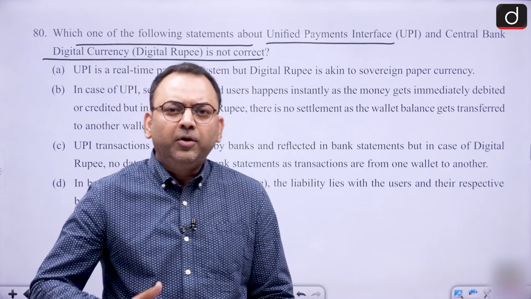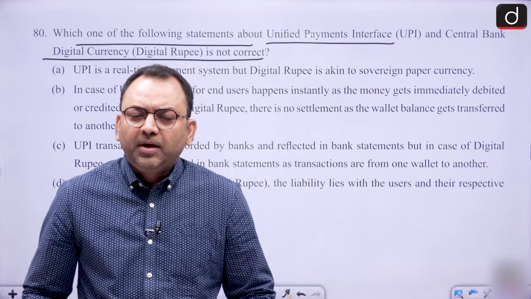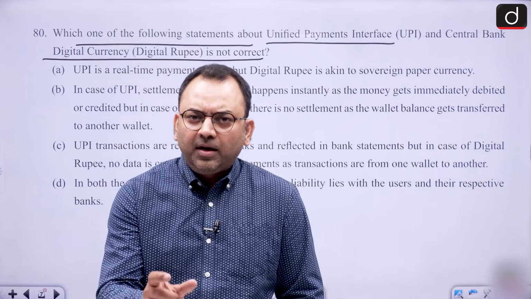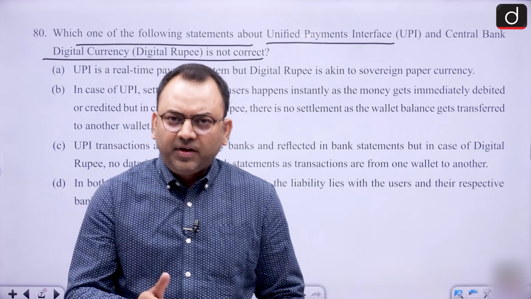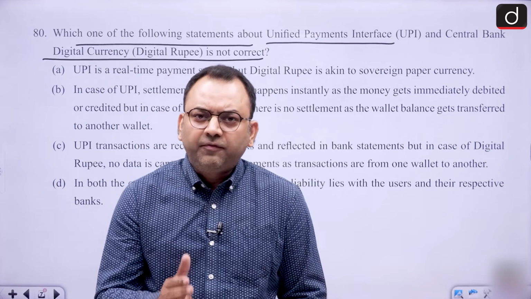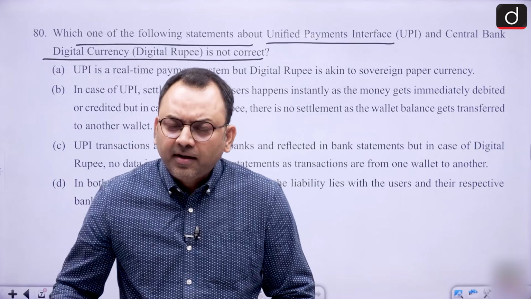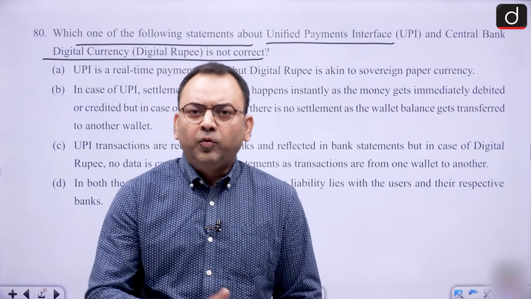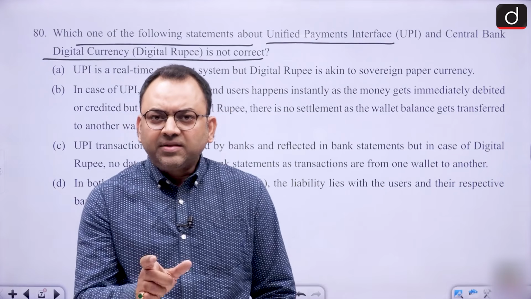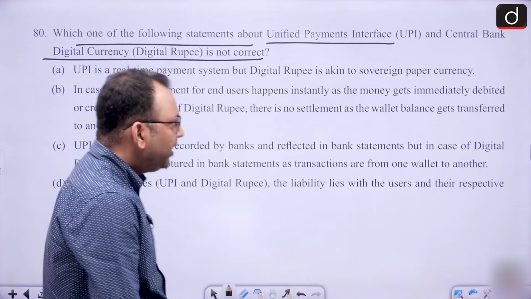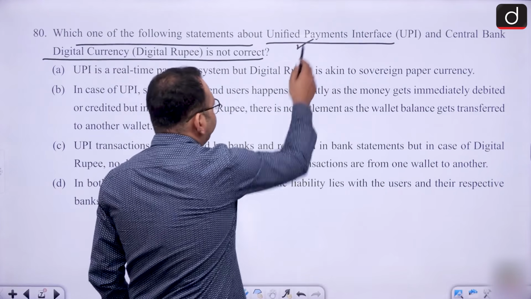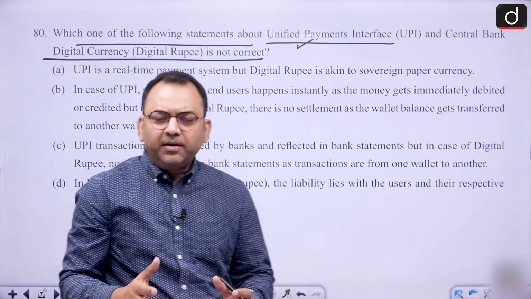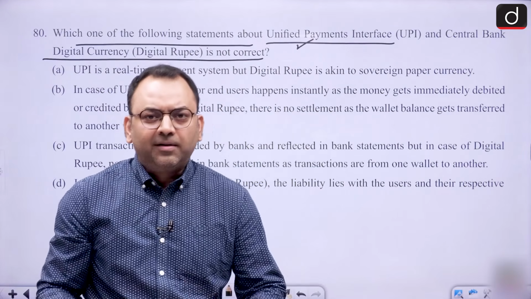See, we have a bank account, we need to make a payment to another account. We may need a third party as an interface that will facilitate the payment from one bank to another, right? That interface is the Unified Payment Interface, UPI. They are only the intermediaries between the two bank accounts, right?